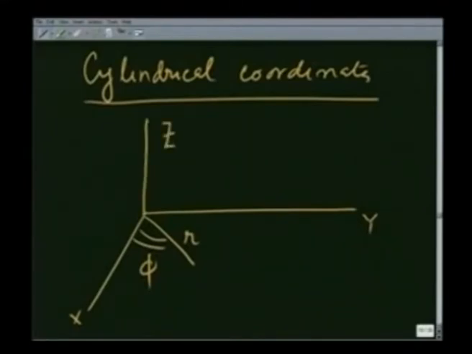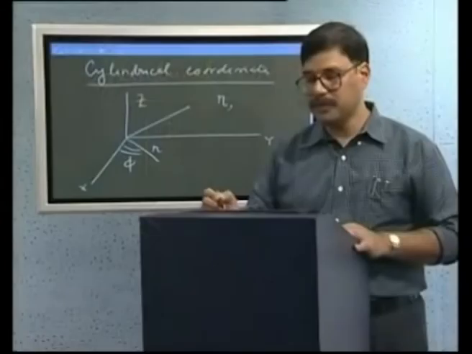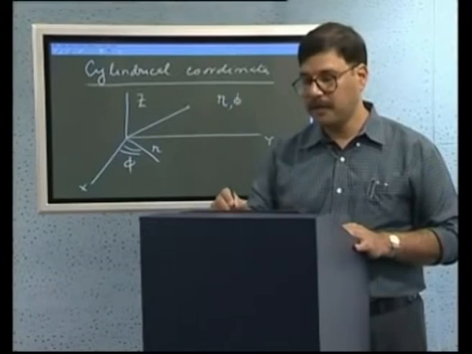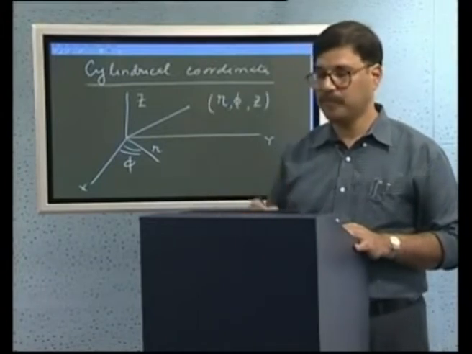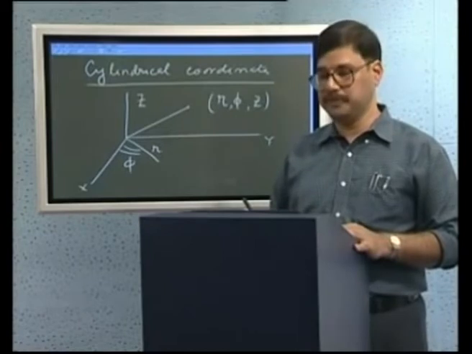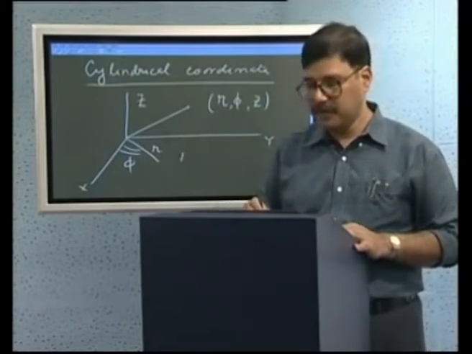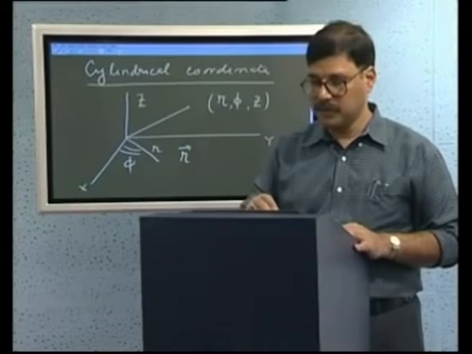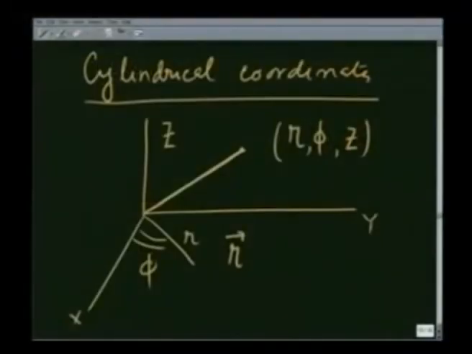And the third dimension is treated as z itself, so that the position of a particle is going to be given by r, which is in the plane x and y, phi and z, z giving you the third dimension. Obviously, the vector r, which is in this direction, is going to be given as r unit vector r plus z unit vector z. Let me show it more clearly in the next picture.